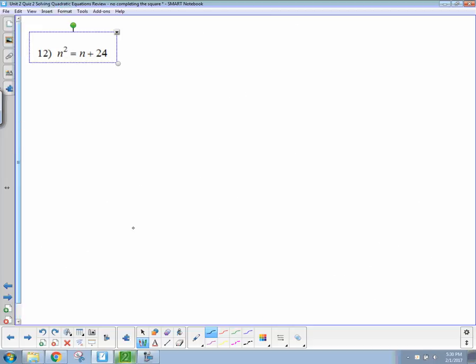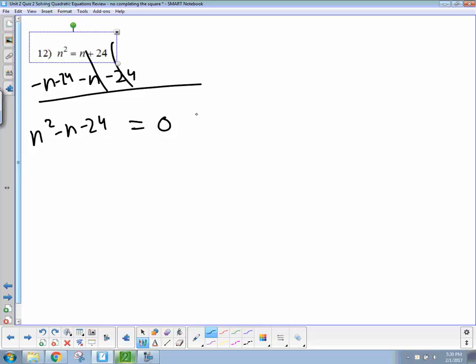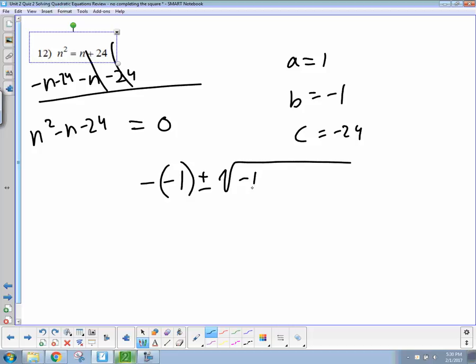Subtract n, subtract 24. What you do to one side, you do to the other. Boop. That equals 0. We have n squared minus n minus 24. Okay? Again, a is 1, b is negative 1, and c is negative 24. Plug it in. Got two negatives here. Plus or minus, negative 1 squared minus 4 times 1 times negative 24. Draw your line. 2 and 1. That's a positive 1 out front.